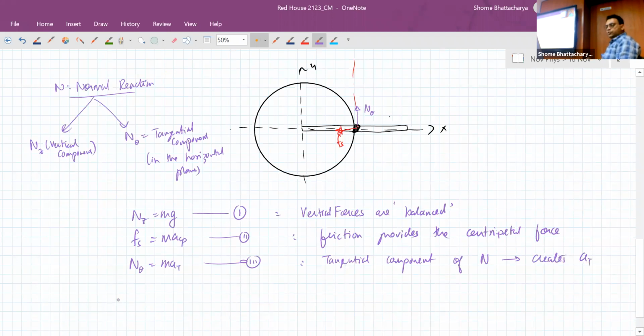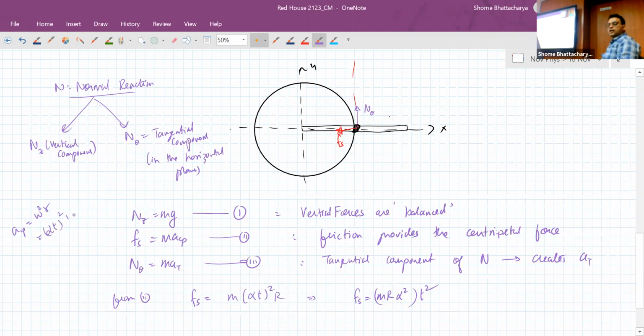Okay. So from equation 2, we have static friction at any point of time as m omega square r, that is, omega is alpha t. So the friction as a function of time is m r alpha square into t square, alpha being the constant. How do we know this? Because we know that centripetal acceleration is omega square r in general, and here omega is alpha t, and r is capital R.